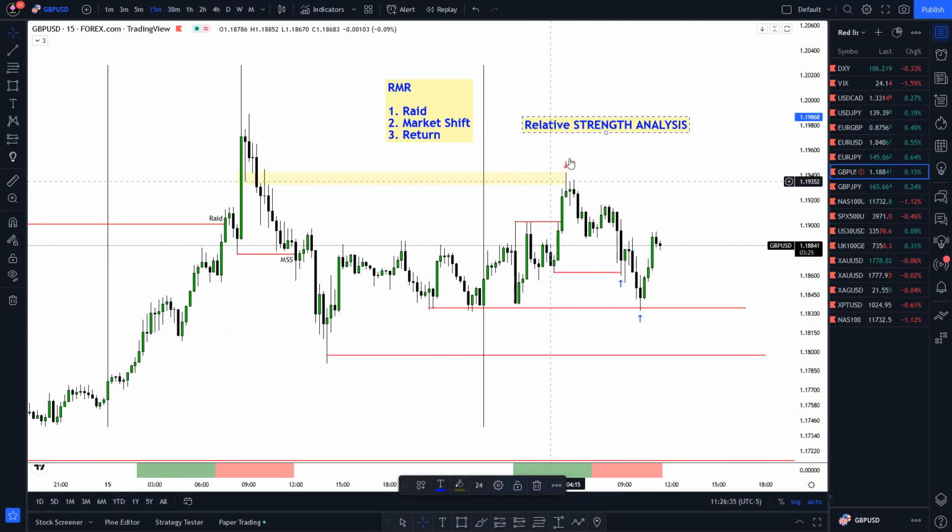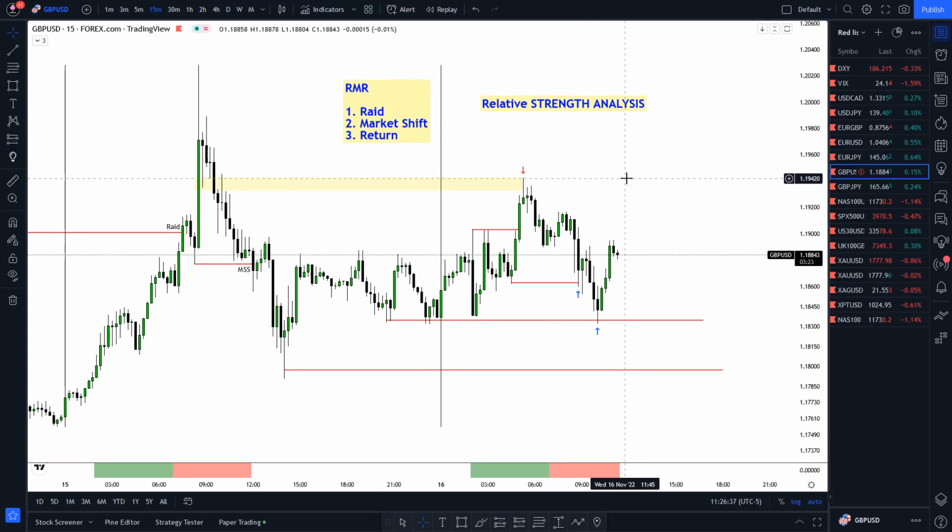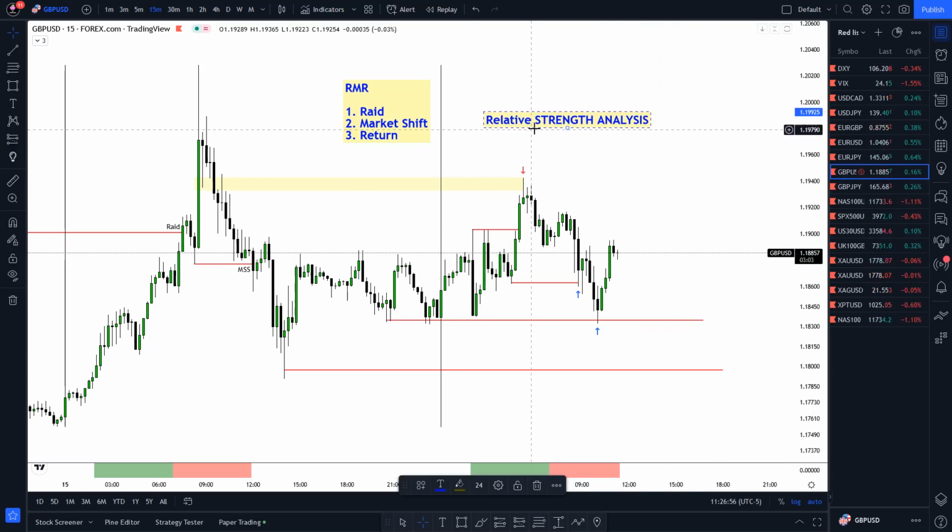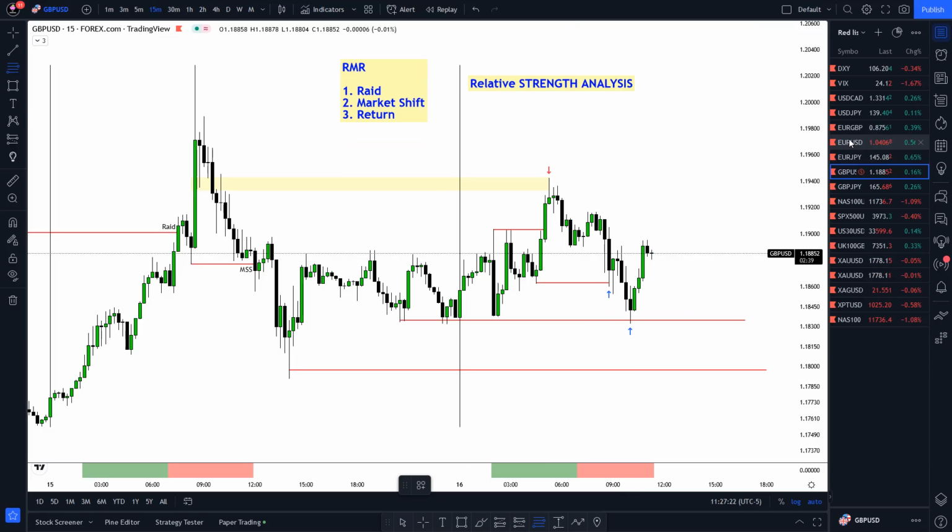I'll just say a quick message on relative strength analysis, and you know that when I trade indices, I like to compare the NASDAQ, S&P, and the Dow. But in this case on Forex, when I trade the pound dollar, I like to use the euro dollar as my relative strength analysis. So when I compare pound dollar and the euro dollar, if I'm looking to place a short entry, then I want to place an entry on the weakest of the two.